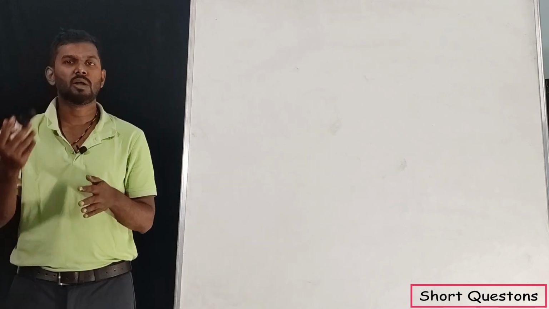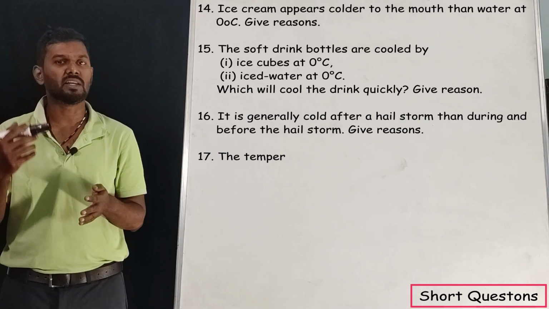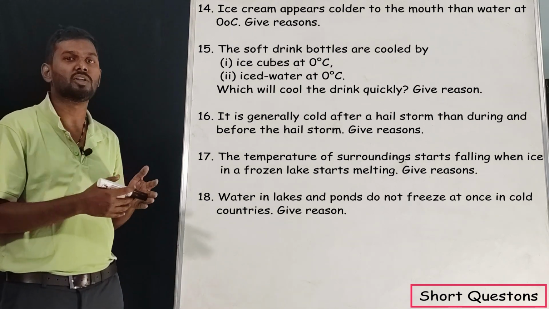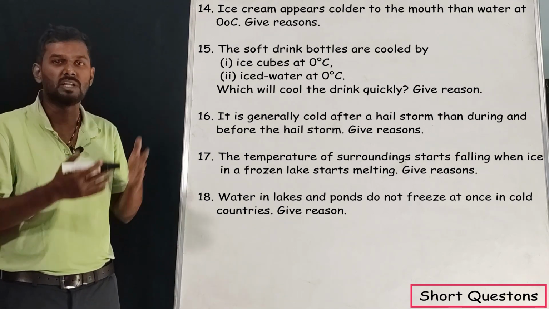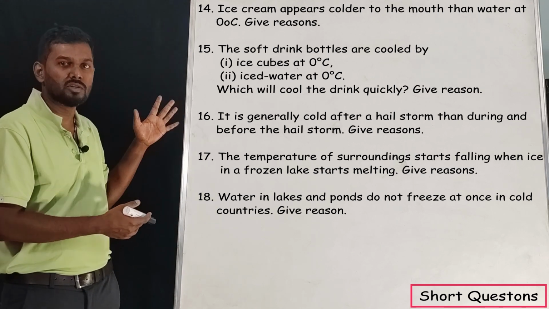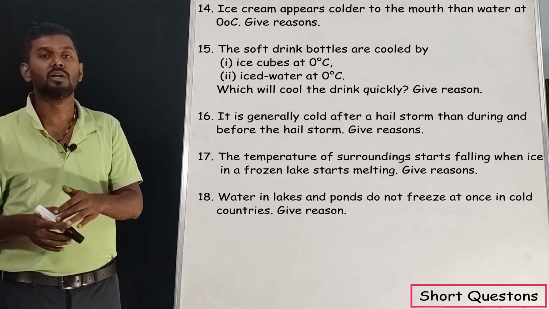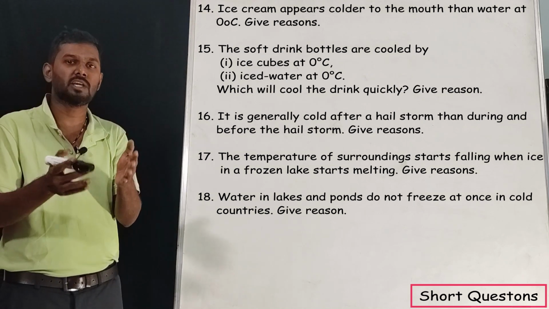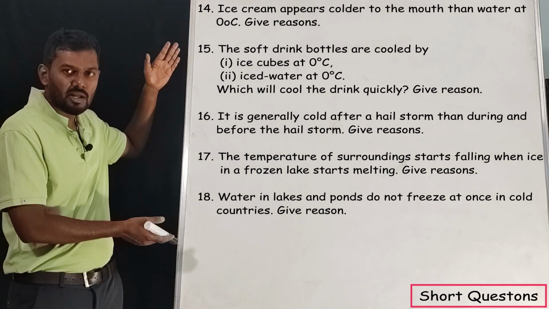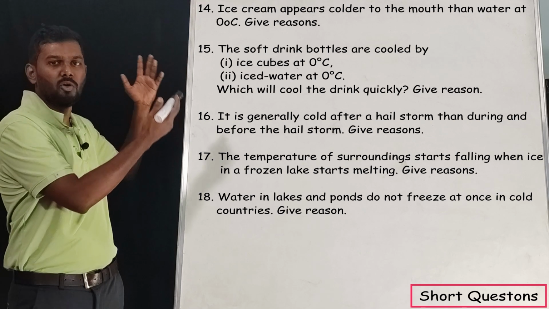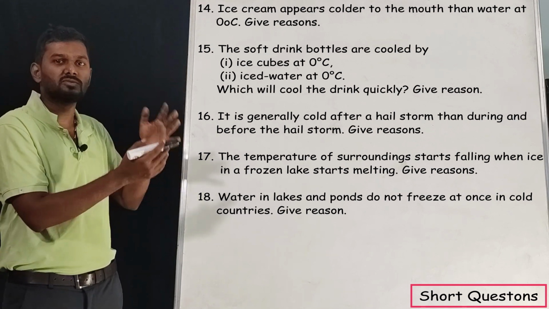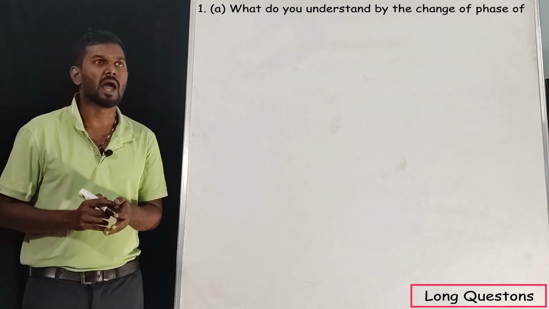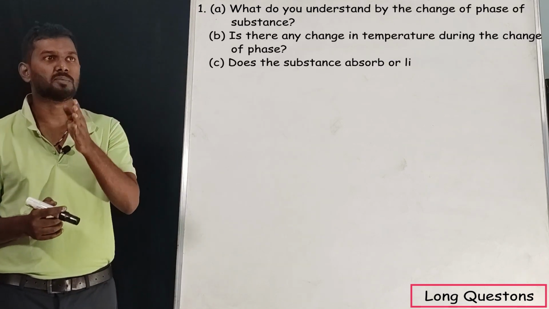That's it. Questions 14, 15, 16, 17, 18, all these are give-reason questions based on natural consequences. That is what we have learnt in depth in the concept video. So if you have seen that concept video, you can answer these questions easily. Instead of learning it, because the same answers we are going to learn here also, we are going to skip it. Our next question: what do you understand by the change of phase of a substance?